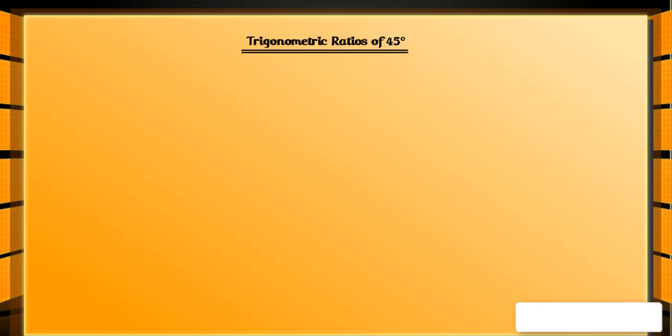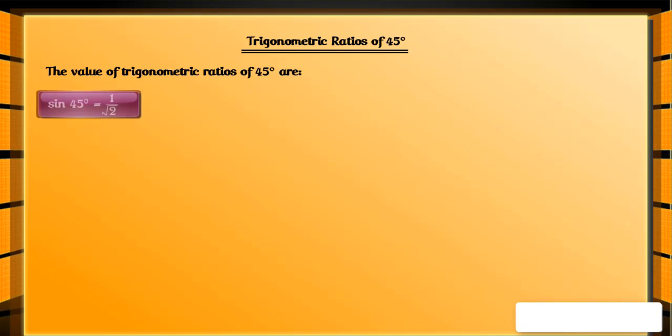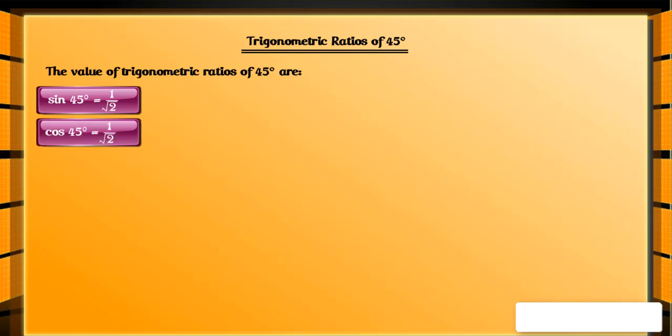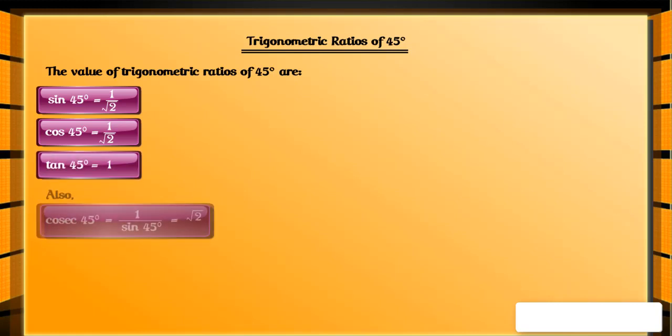First we will discuss trigonometric ratios of 45 degrees. The values for the trigonometric ratios of 45 degrees are: sin 45 degrees is equal to 1 upon under root 2. Cos 45 degrees is equal to 1 upon under root 2. Tan 45 degrees is equal to 1.